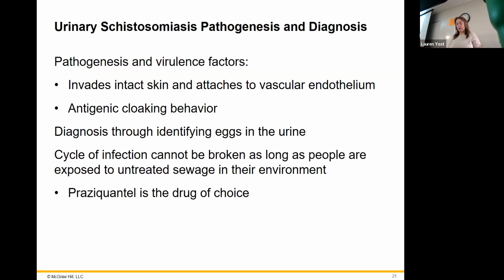But yeah, remember that these guys are going to coat themselves with antigen. Well, we'll say antigen, but with the molecules from within your own bloodstream, so that it puts itself to look like you, so that you don't attack it, basically. Pretty interesting how it does that, but treat with praziquantel.